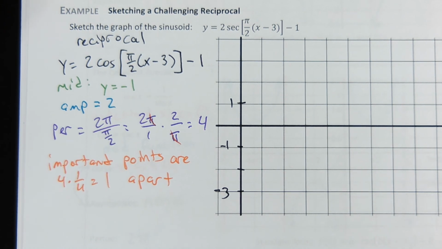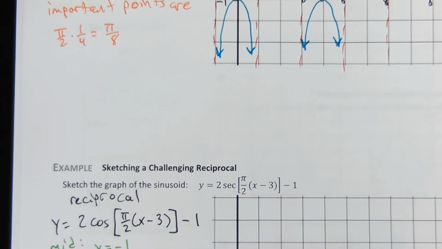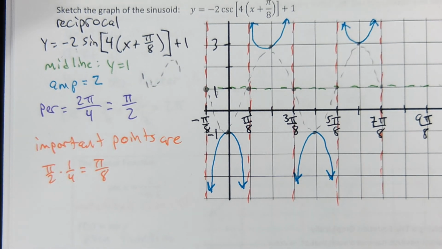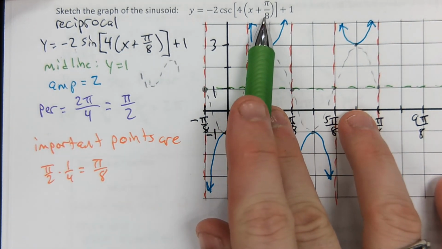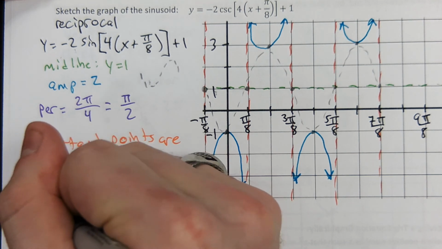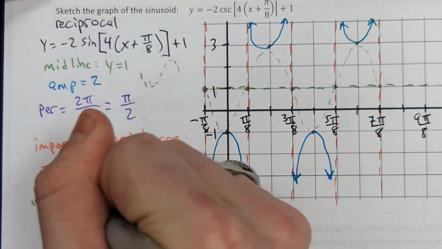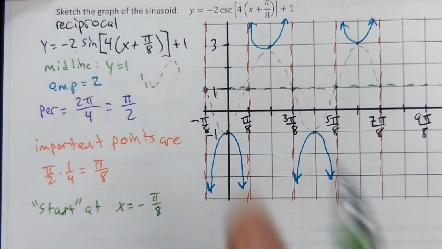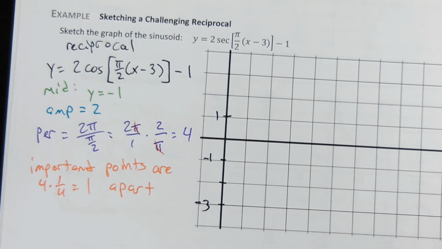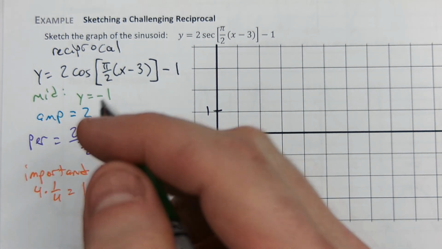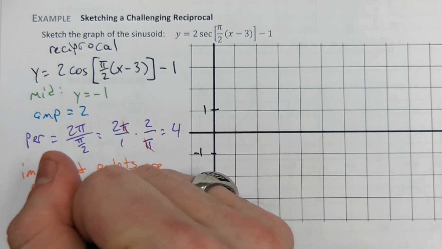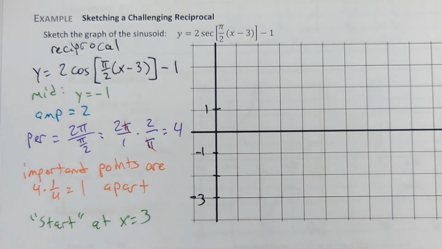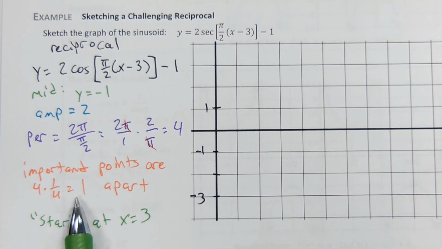And you know what I forgot to write on this top one up here? We said that negative pi over 8 is where we're going to begin, but I want to go ahead and write that, because that makes the inside equal 0. And I want to do the same thing for this. What makes the inside equal 0? 3. So we're going to start, quote unquote, at 3. Start at 3, and important stuff is 1 unit apart.